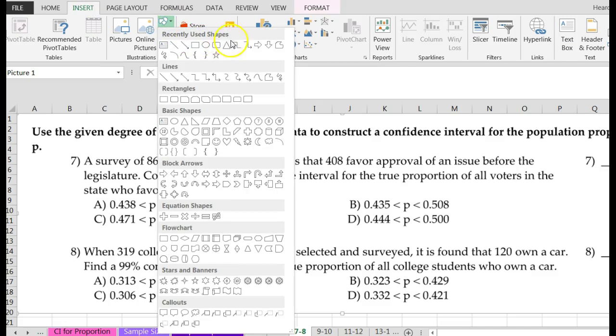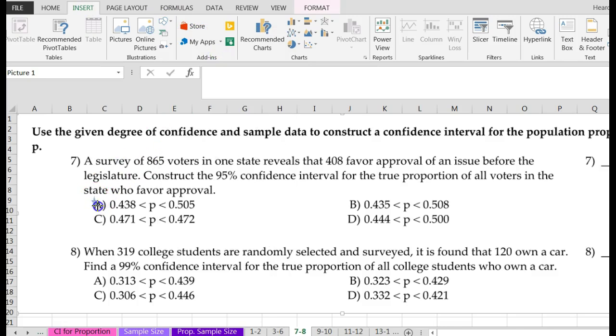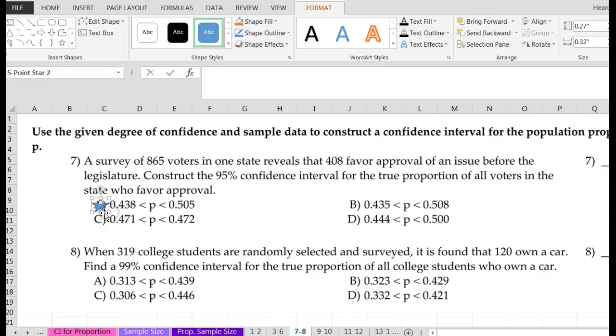See how that makes us feel. I bet it makes us feel good. Bazinga, there's my answer, A. The next one, number 8, says when 319 college students are randomly selected and surveyed, it's found that 120 own a car. All right, there's my proportion already. 120 out of 319. We want the 99% confidence interval of the true proportion of all college students.